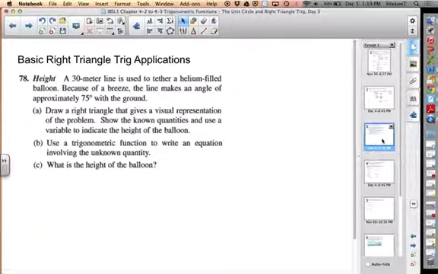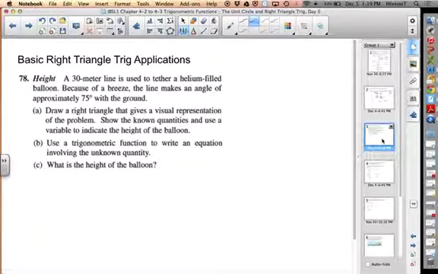For instance, we read this problem here. It says a 30-meter line is used to tether a helium-filled balloon. Because of a breeze, the line makes an angle of approximately 75 degrees with the ground. You mean like that? So yeah, and here's the thing.